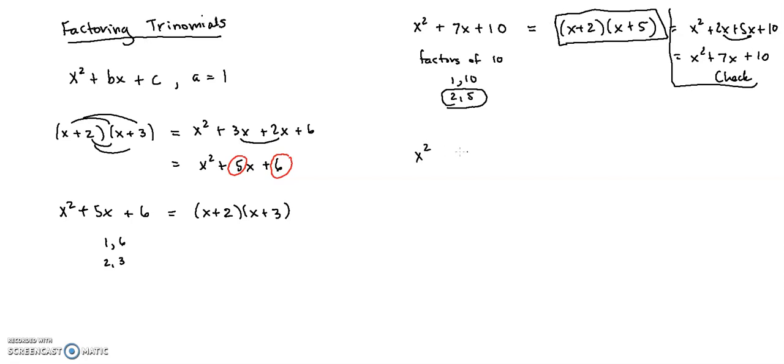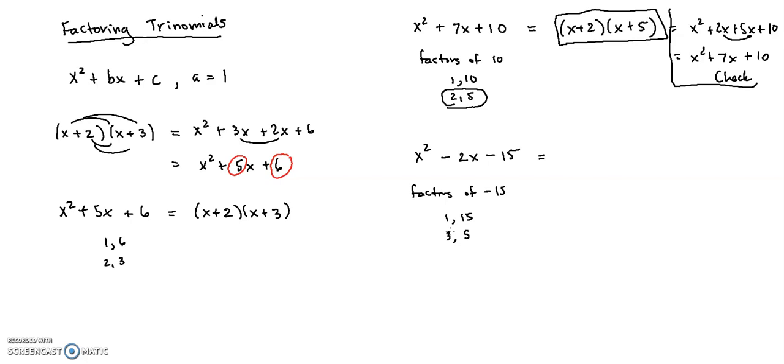Now let's try one with a negative in it. Let's say we've got x squared minus 2x minus 15. We're looking for factors of negative 15 now. First, we're just going to do the factors of 15, then we're going to come back to the negative. The factors of 15 would be 1 and 15. 2 doesn't go in, 3 does go in, 4 doesn't go in, 5 does go in, but we've already got that, so that means we've got all the factors.